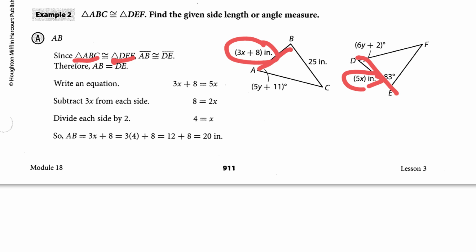3x plus 8 must equal 5x. Then they subtract 3x from both sides, leaving us with 8 equals 2x. Divide both sides by 2, and you get x equals 4. But that doesn't tell us what the side AB is equal to. We then have to go and plug it back in. If x is 4, 3 times 4 is 12, plus 8 equals 20.